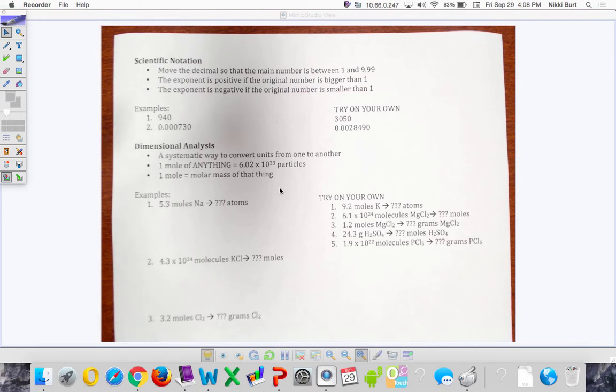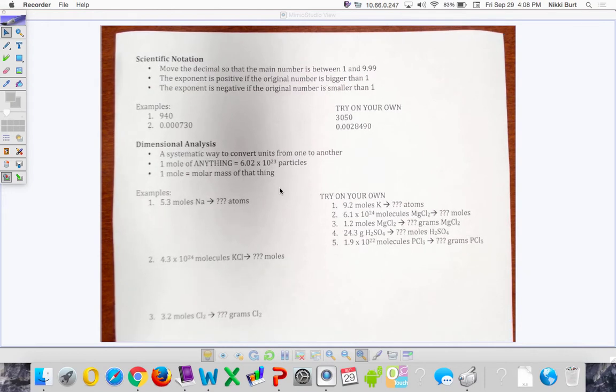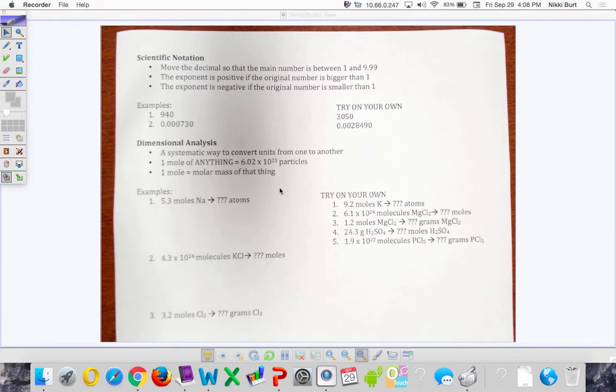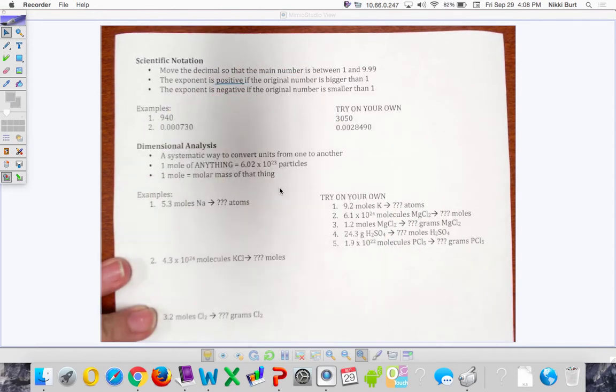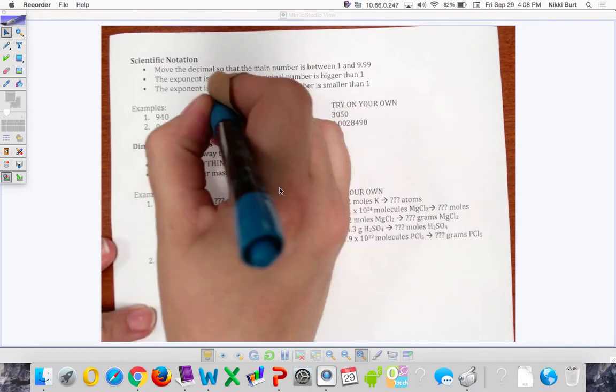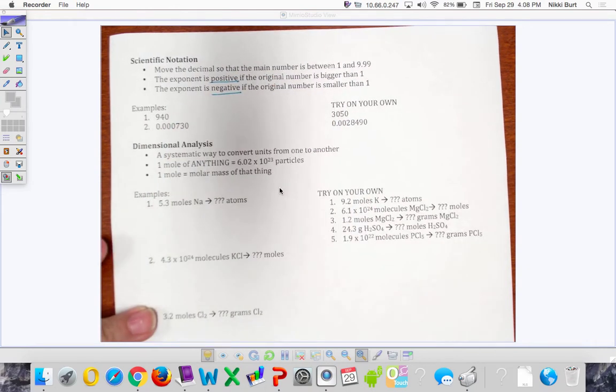So here for scientific notation, it's important that you always make sure when you're asked to put a number in scientific notation, that you use the correct system. So you want to take the decimal, wherever the decimal is located, and move it so that the main number is something between 1 and 9.999 repeating. The exponent that you put on the 10 is going to be positive if your original number is bigger than 1, and it would be negative if the original number is smaller than 1.